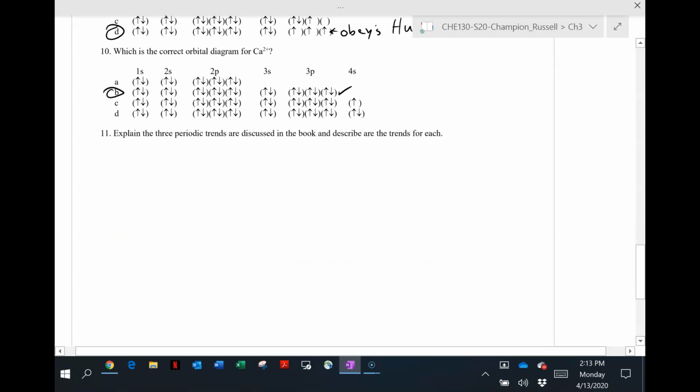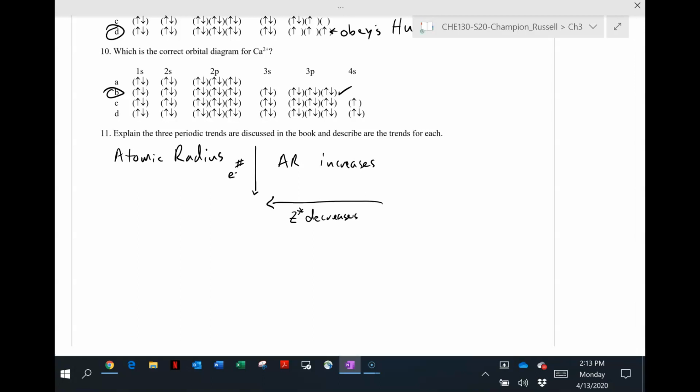Now, the periodic trends that we talked about. The first thing is atomic radius. And we said that as you go down the periodic table and as you go from right to left on the periodic table, the atomic radius increases. It's increasing as you go down by the number of electrons or energy levels occupied. As you go from left to right, your effective atomic number decreases. So there's less attraction to the outermost electrons, so they aren't attracted as much.